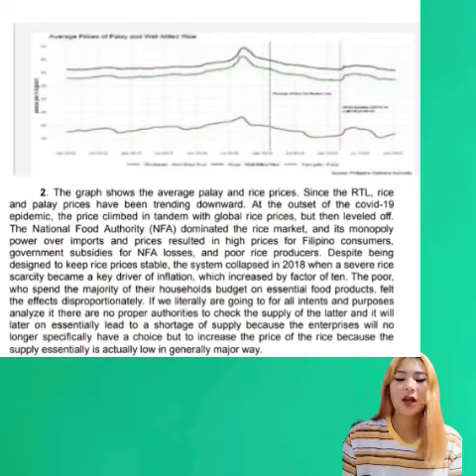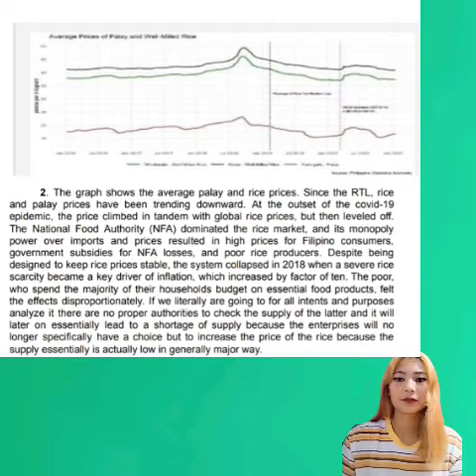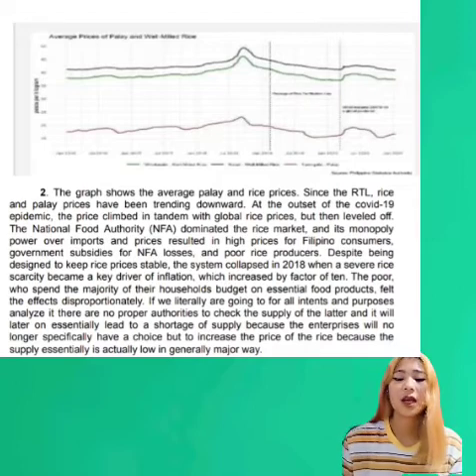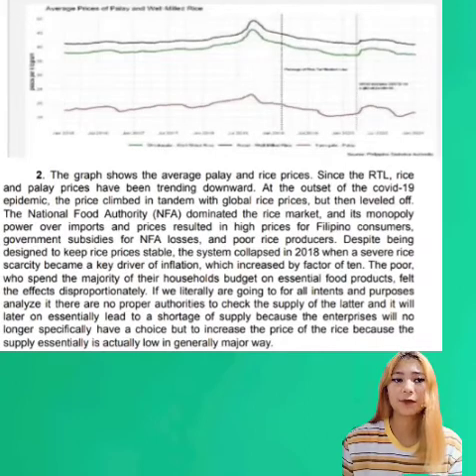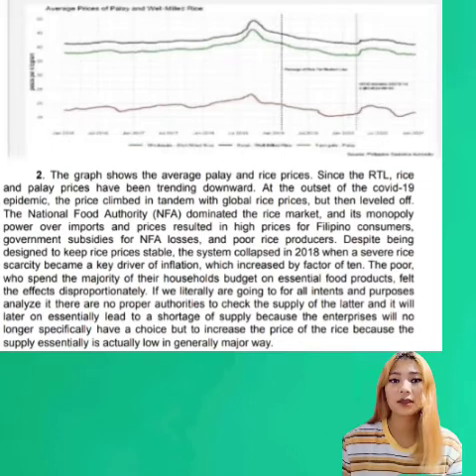Letter B. Rice Tarification Law. In number 1, you will see the graph about the rice and palay. Number 2, the graph shows the average palay and rice prices. Since the rice tarification law, rice and palay prices have been trending downward. At the outset of the COVID-19 epidemic, the price climbed in tandem with global rice prices, but then leveled off.